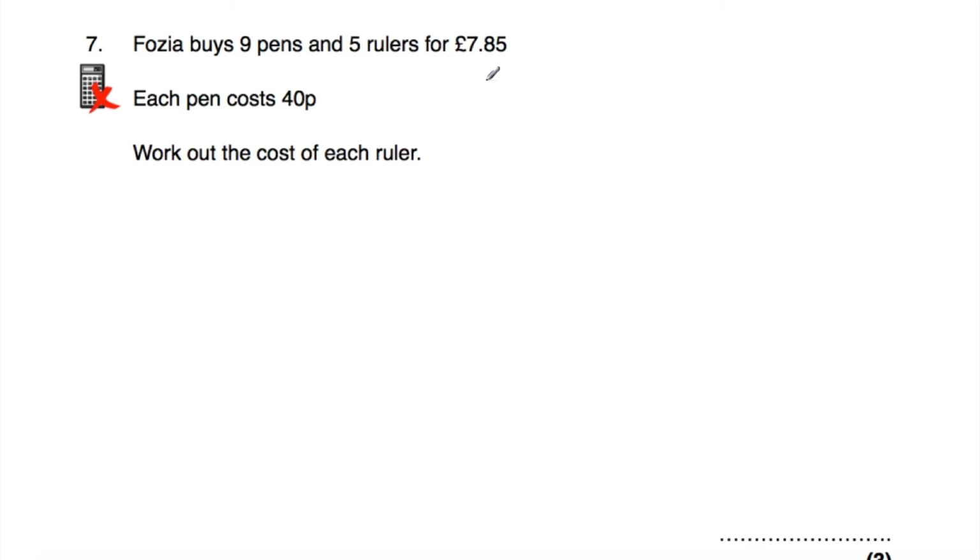Okay, so because we know the total price of the items, let's work out the total price of the pens. Each pen costs 40p, and Fozia buys 9 of them. So if we take the 40p, the cost of 1 pen, and we multiply that by 9, well, 4 times 9 is 36, so 40 times 9 is equal to 360, or £3.60.